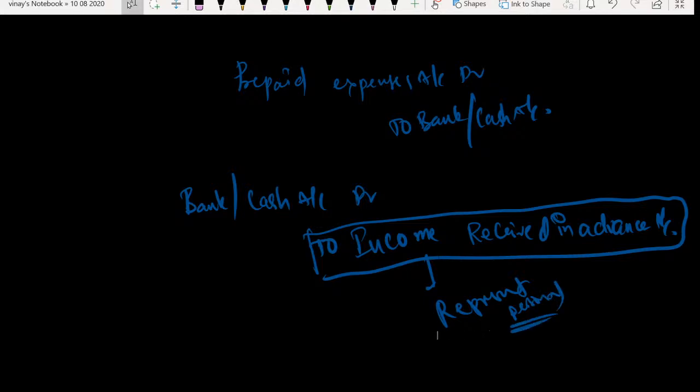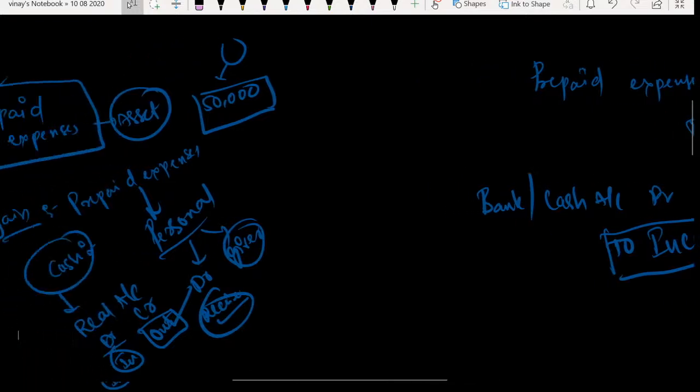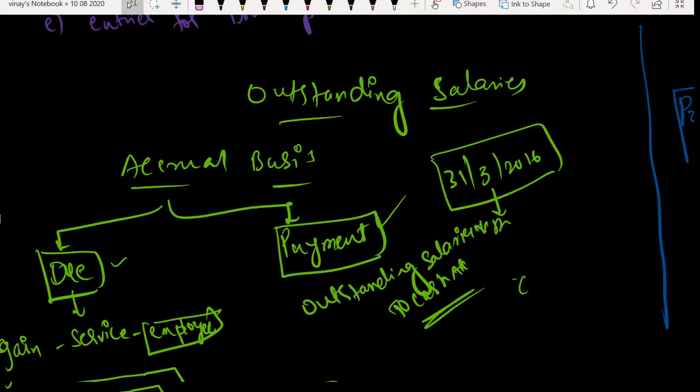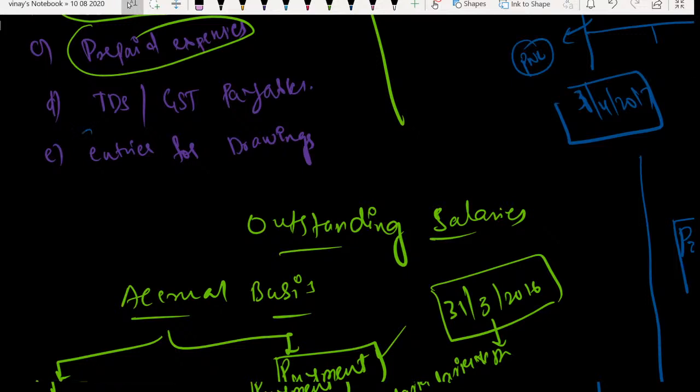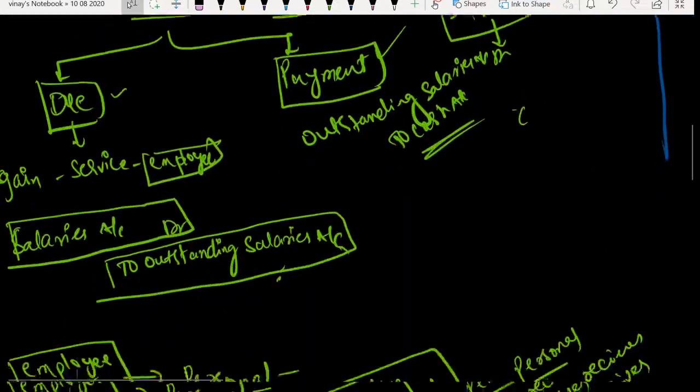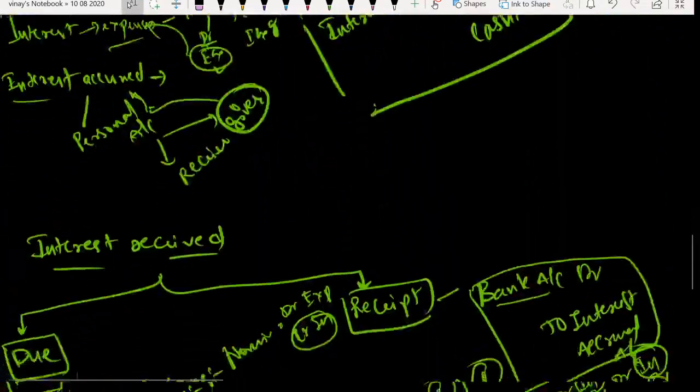Okay, we're done with this. Let's move to another entry. Entries for drawings, before that entries for TDS and GST payable. So before I take this entry, I just wanted to make you understand what is meant by TDS. This is nothing but tax deducted at source.